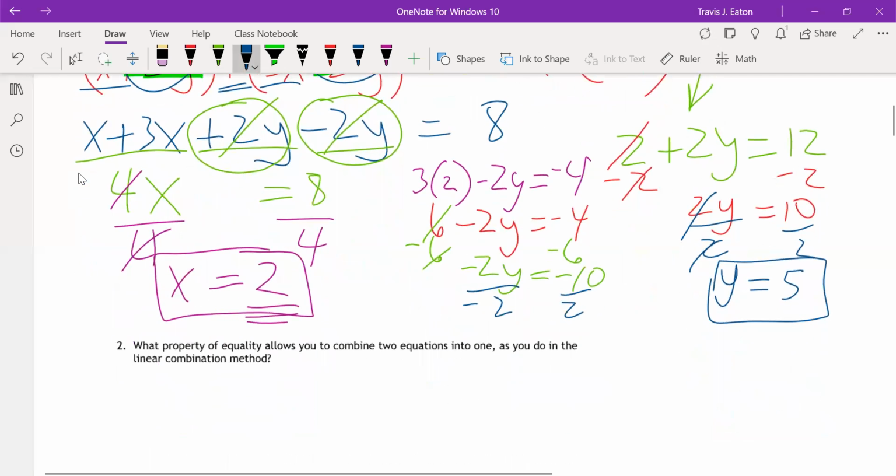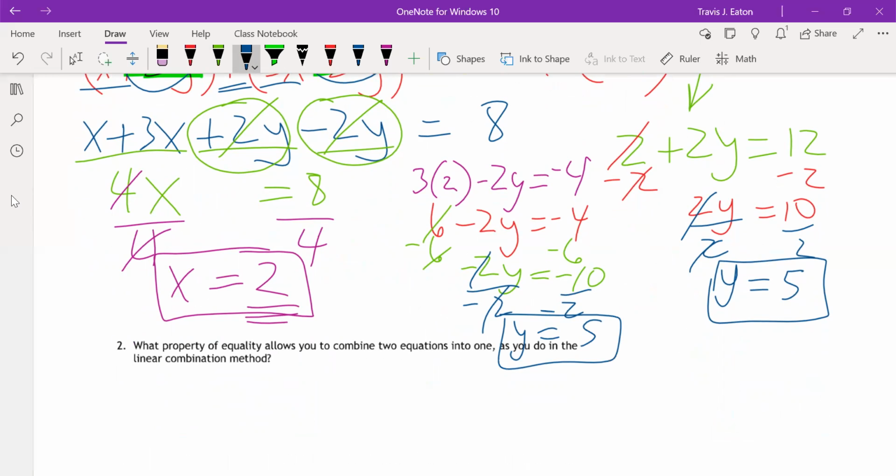And I get, those cancel each other out there. y equals negative 10 divided by negative 2. Well, that's positive 5. So I get y equals 5 for both of those. So I'm fairly certain that at this point, I know what my solution is.